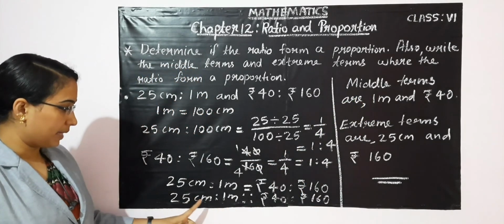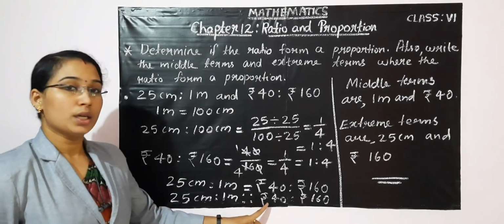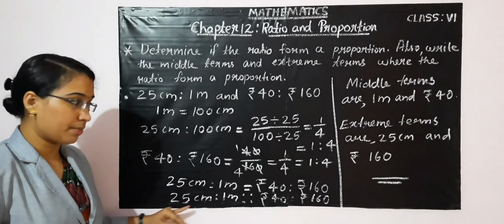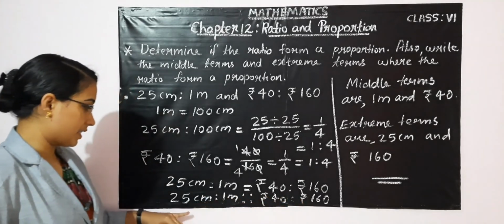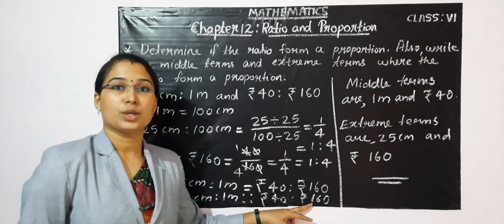Okay. And then if you get both the two ratios are in proportion, you can write the middle terms and extreme terms. Here the middle terms are second term and third term, 1 meter and rupees 40. And extreme terms first term and fourth term. So first term is 25 centimeter and the fourth term is rupees 160.